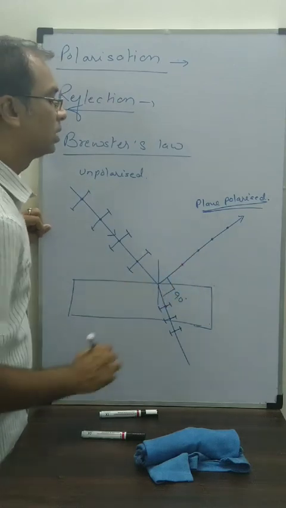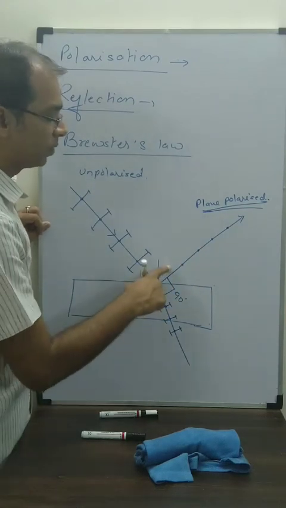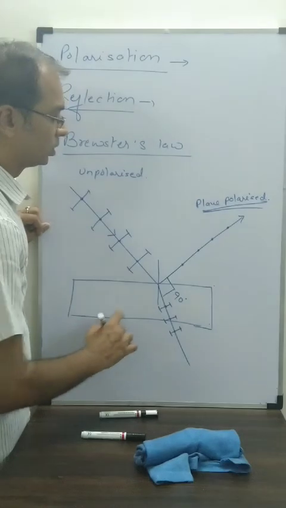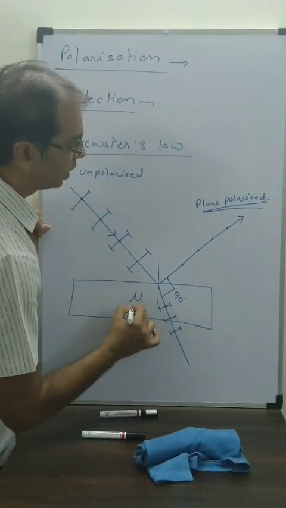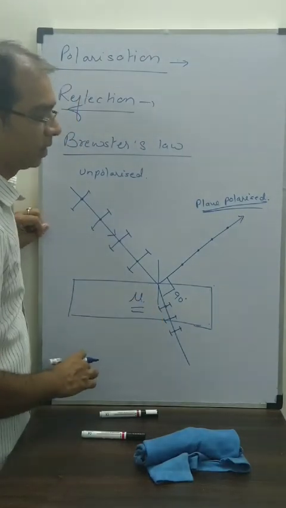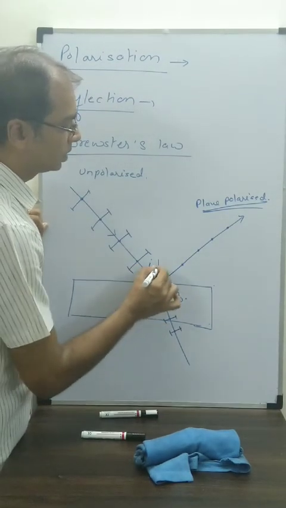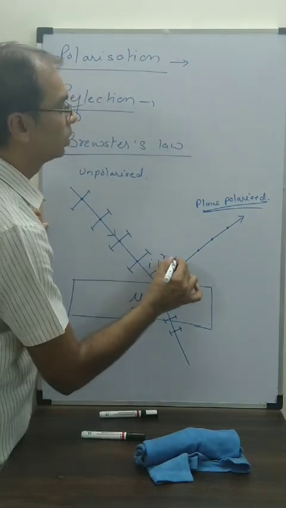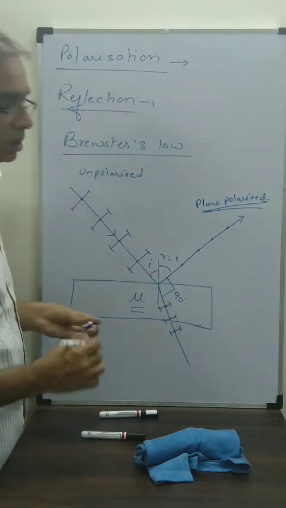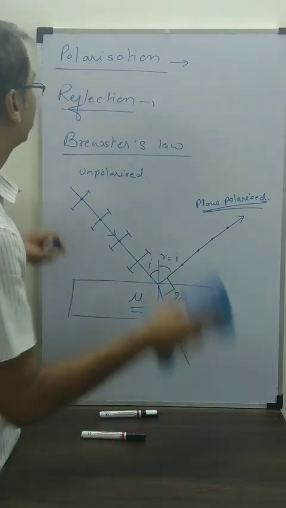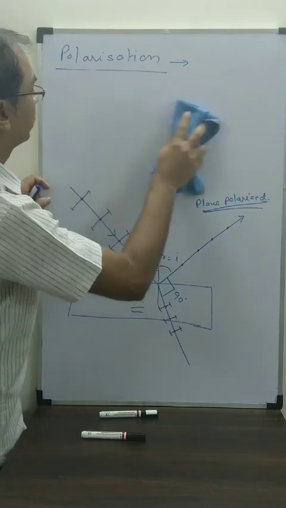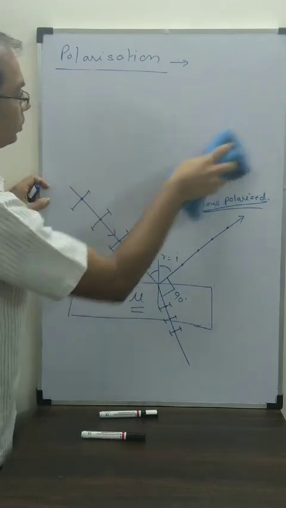So at what conditions can this be achieved? When the reflected and refracted rays are perpendicular to each other. Now suppose that this medium here has coefficient of refractive index mu. This is the angle of incidence. This is the angle of reflection, which is also equal to I according to the laws of reflection. Now we'll try to find out the expression for this. Let's check what we can do.